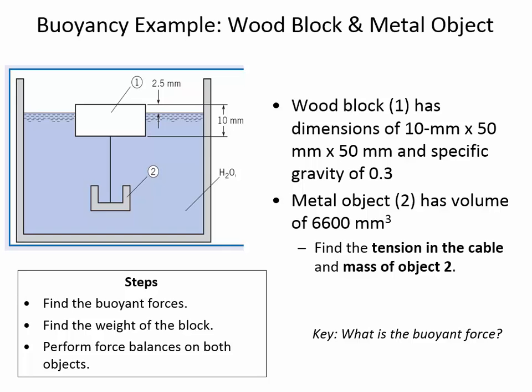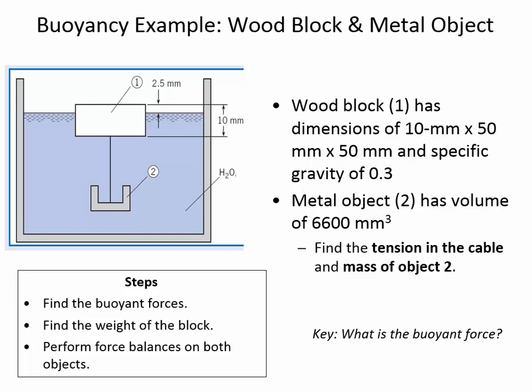What do we know about the weight of the block? We're given its specific gravity, and so the weight of object 1 will be the specific gravity times the unit weight of water times the volume of object 1. Specific gravity times water will tell us the specific weight of the block, and then we'll multiply that by the overall volume, not the submerged volume.